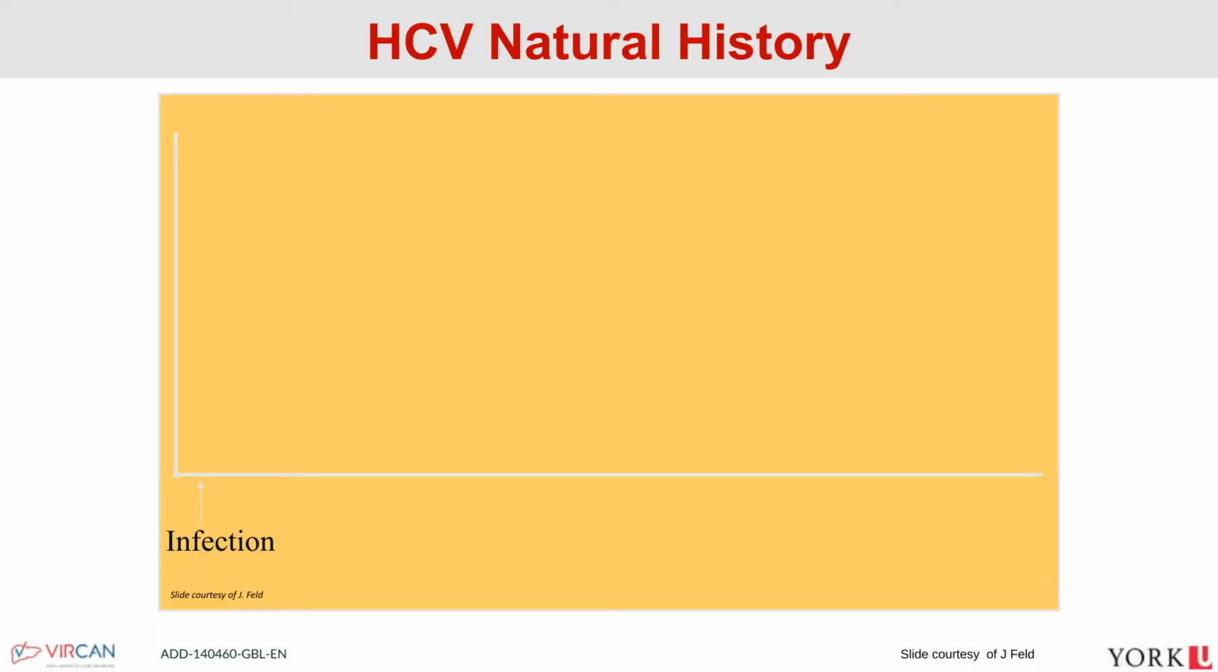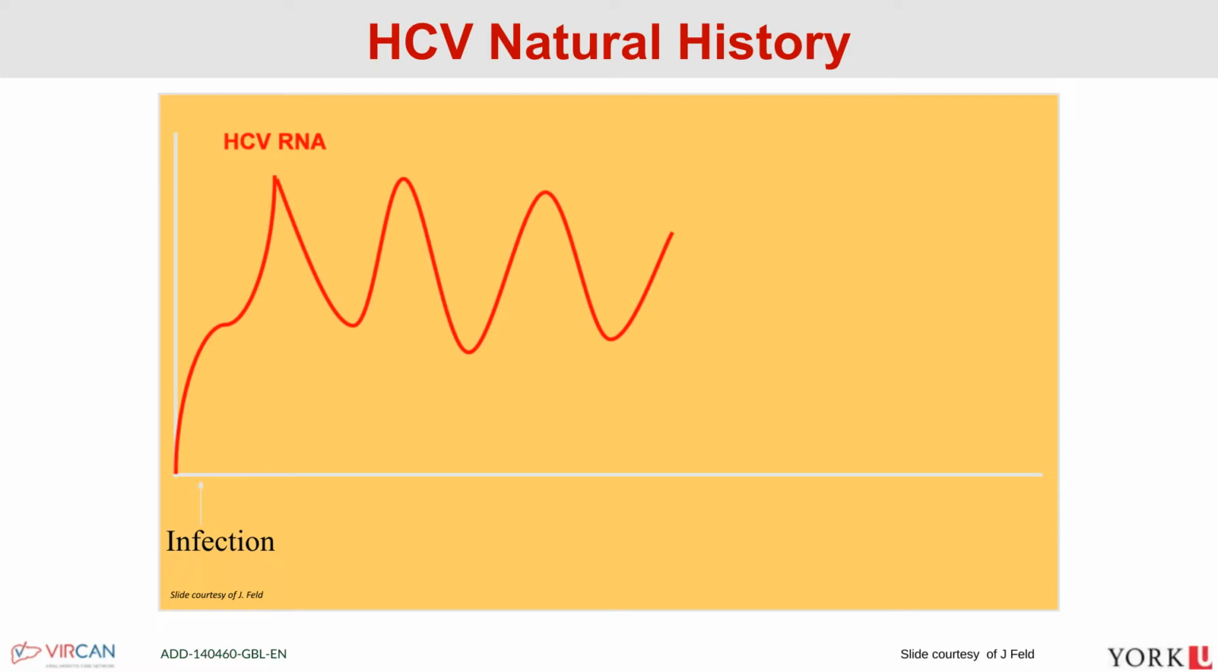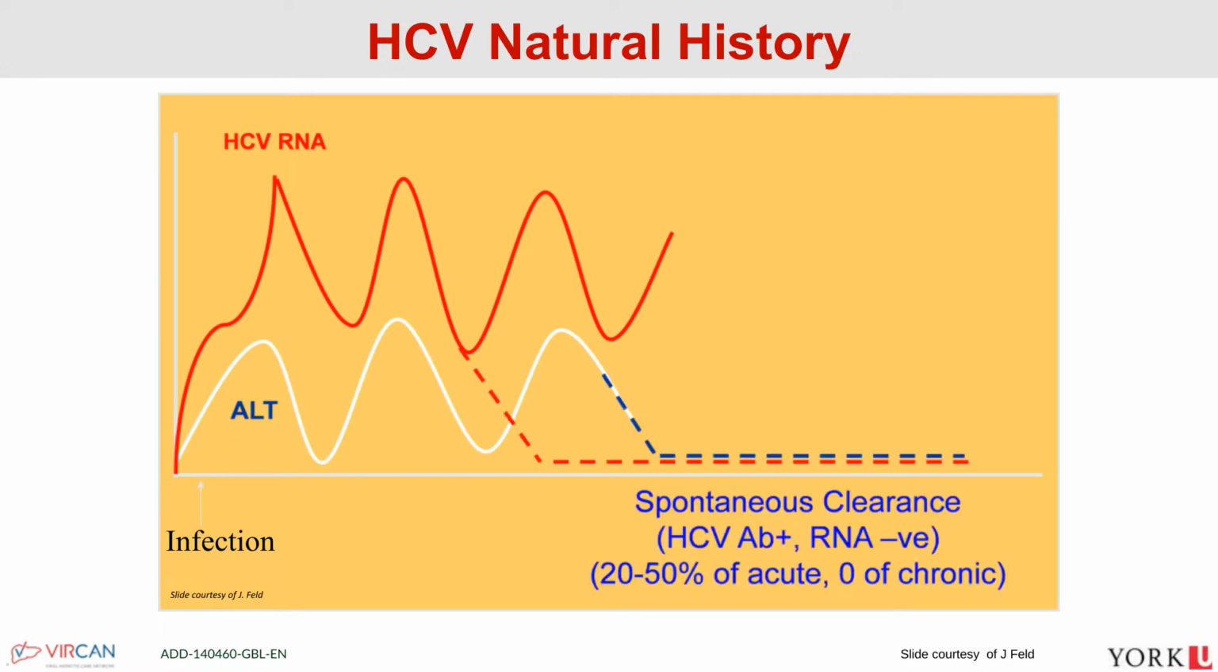In order to really understand what we're doing in terms of diagnostics, it is a bit helpful to look at the natural history of hepatitis C. So when we think about an acute infection, we have early infection with a spike in viral nucleic acid, so a spike in HCV RNA. And in that first phase, there are blips, so it goes up and down and up and down. And the same is often mirrored by the ALT response.